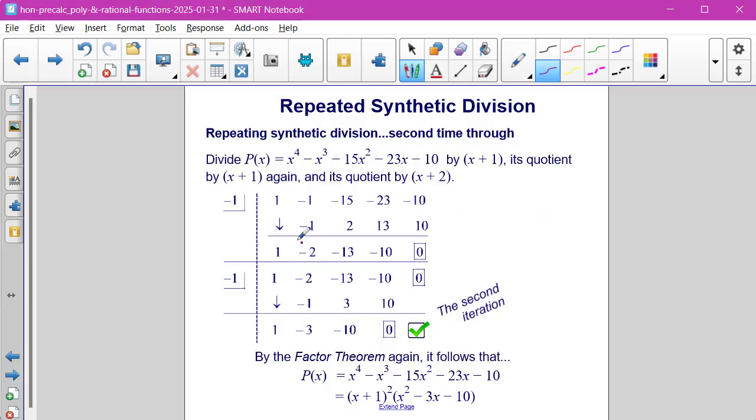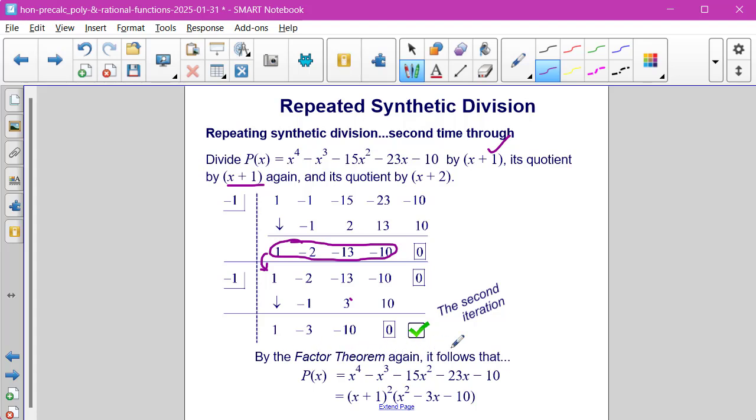So if we take our quotient that we found on the last slide and we rewrite it down here, we have 1, -2, -13, -10, and then we perform the synthetic division by -1 again. That's taking care of this step. This one was taken care of on the last slide, and we're doing this one now. So we drop this 1 down, we get -1, add straight down, -3. -3 times -1 is 3, add straight down, we get -10. -10 times -1 is 10, add straight down, we get 0.